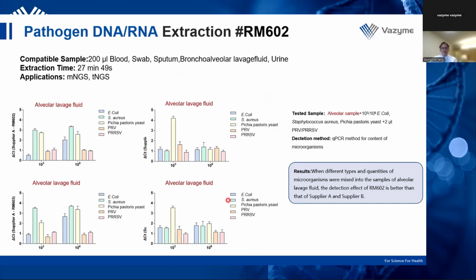As you can see, RM602 consistently shows lower delta CT values, which indicates better nucleic acid recovery and higher detection sensitivity. The results demonstrate that RM602 provides superior performance in extracting microbial DNA and RNA across various pathogen types, making it ideal for NGS-based microbiome detection workflows.